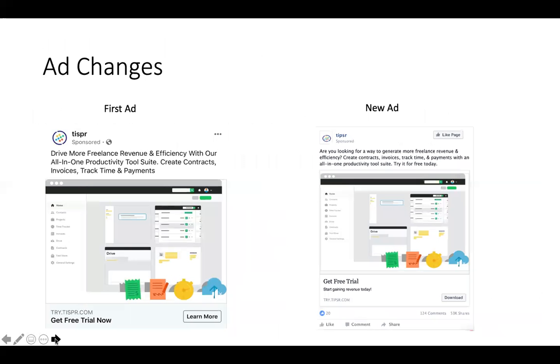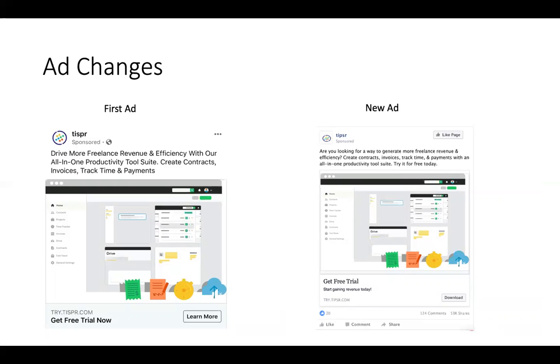So here are the ad changes. The first ad, as you can see on the left here, that's what we have currently. And here are the new changes. So you're going to look, are you looking for a way to generate more freelance revenue and efficiency? Create contracts, invoices, track time, and payments with an all-in-one productivity tool suite. Try it for free today. So just that little change in the copy right there, giving it a sense of timeliness, a sense of value. Here's the problem that you might have, and here's the solution for it.